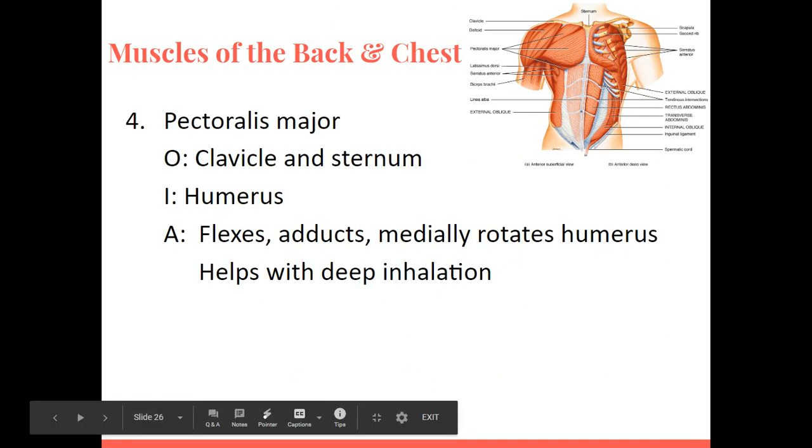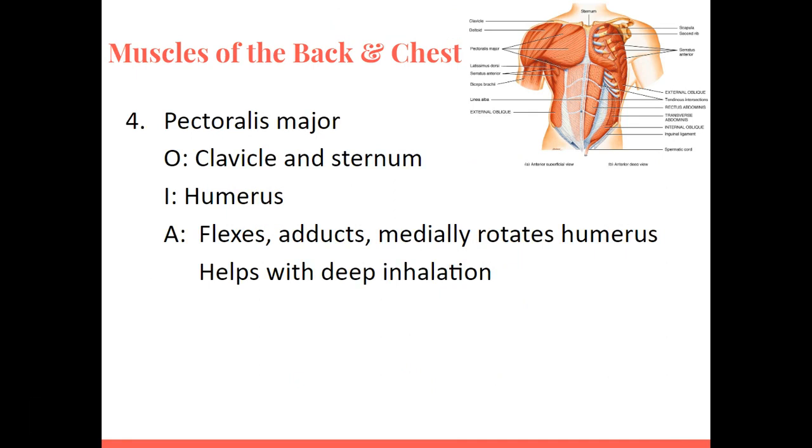Okay, so that's it for the back muscles. Let's take a look at the chest muscles. The first chest muscle is called the pectoralis major. This muscle gets its name because it's found in your pectoral or chest region, and major because it's large. There's also a pectoralis minor, so we have to make sure we don't get them confused.